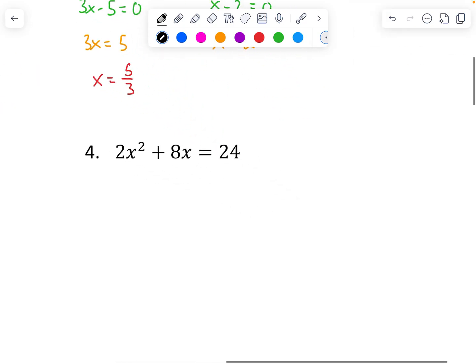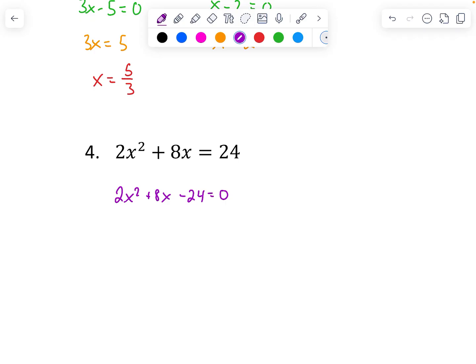All right, on number 4, same thing. Our leading coefficient is not 1, so it's a little trickier. And it's not equal to 0 yet, so you have to get this set equal to 0. So subtract 24, so it's equal to 0.